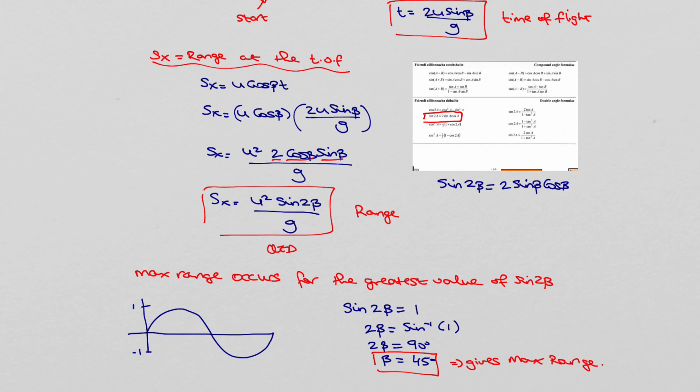Okay. So this is quite similar to example 3.4 in your textbooks on page 42. And in that example, it's nice to go and have a look at, because it also asks you to show that the greatest height reached is u squared sine squared alpha over 2g. So do try that as well.